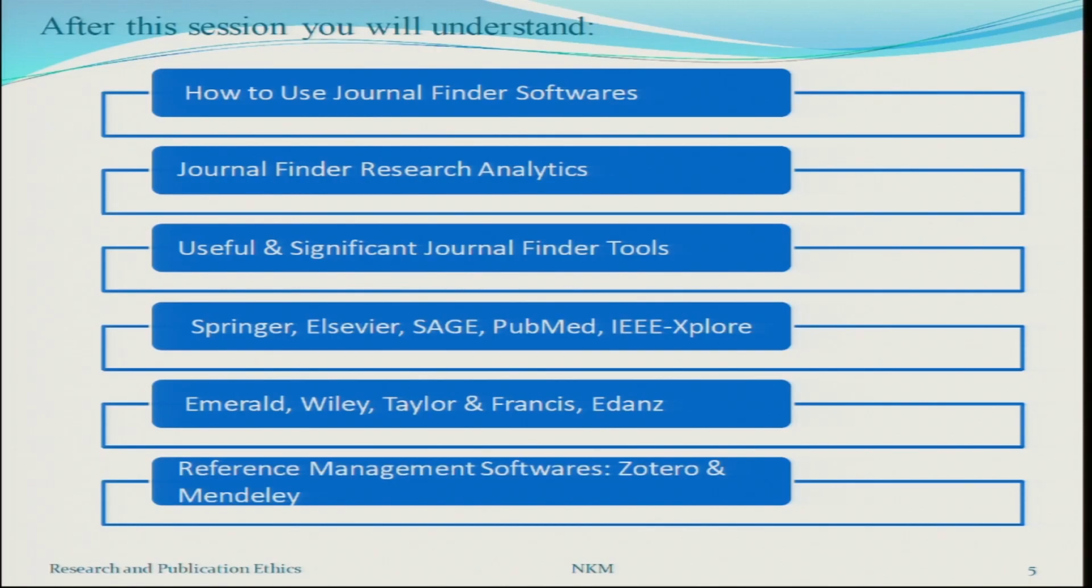Researchers will understand all these research journal finder tools today, and then they will also come to know about the Emerald Insight service, the Wiley Online service, and they will also have the idea to use the Taylor and Francis Online service. And in the end we will try to analyze the advanced service also in terms of finding the journals.